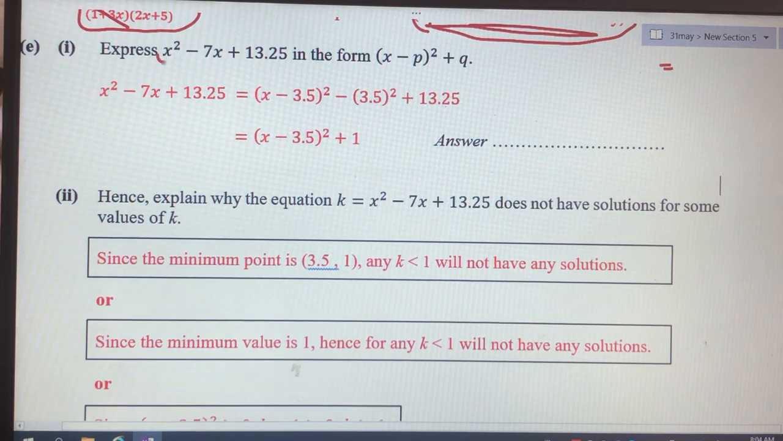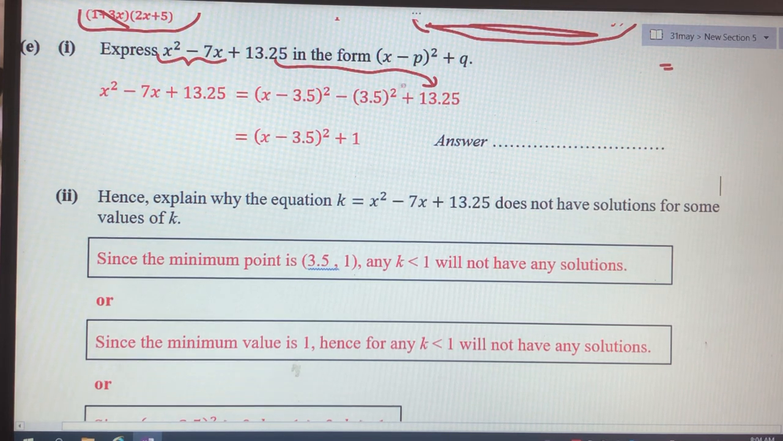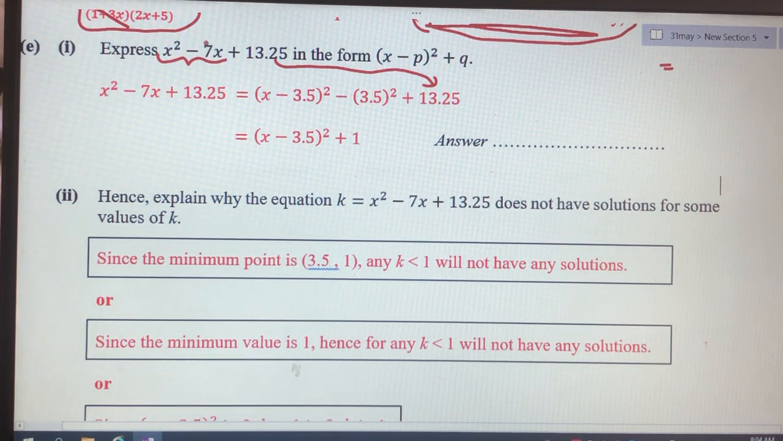Very simple. You focus on this. This has got nothing to do with the whole thing. You just stay here. So what do we do? Divide this by 2, minus the square of this. So you get this. Alright. Then please use calculator for this part. And that's the answer. Okay.